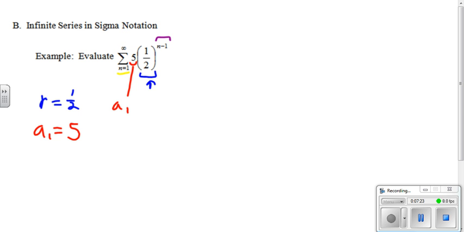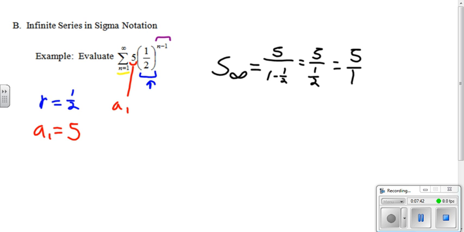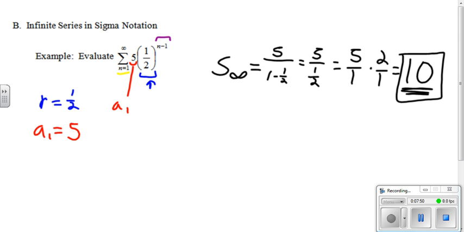So we just plug it right into our formula. Sum of infinite amount equals our first value, 5, over 1 minus 1/2. So 5 over 1 minus 1/2 is just 1/2. So we'd say it's 5 over 1 times 2 over 1, which means it sums up to 10. So if we add all of those numbers together, we'll finally arrive at 10.